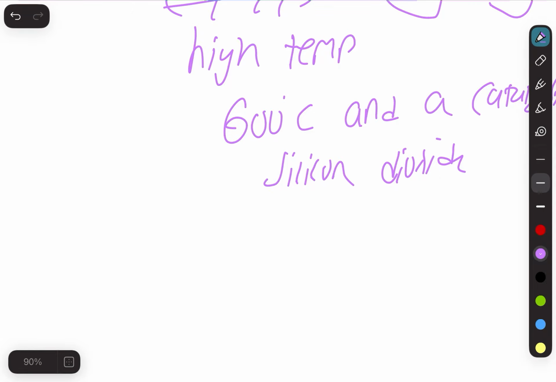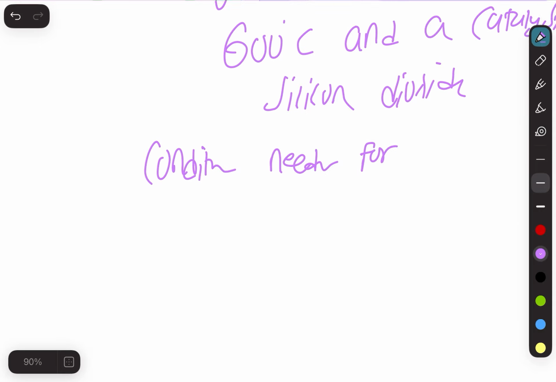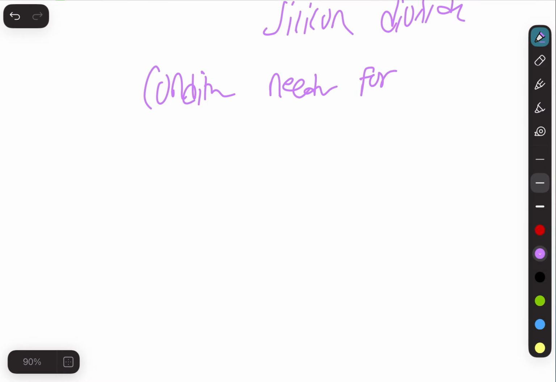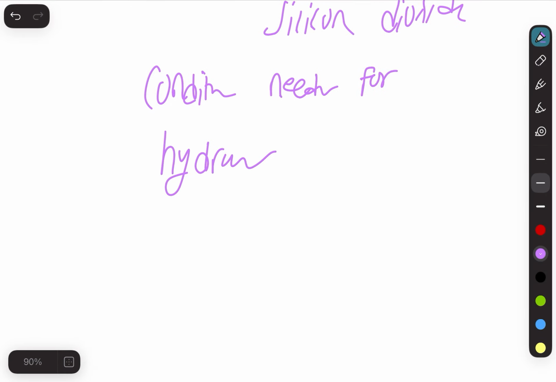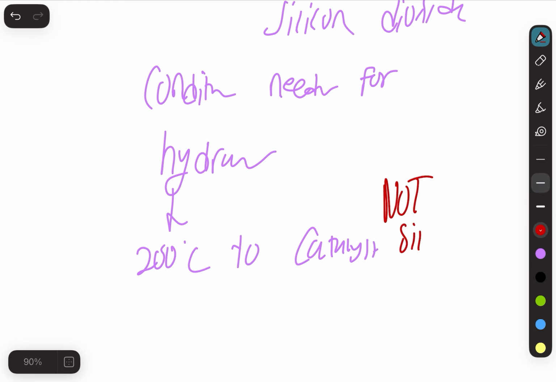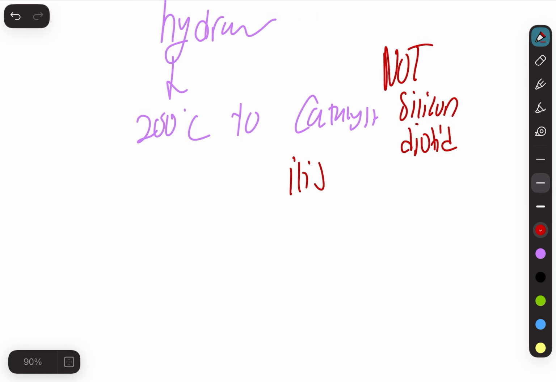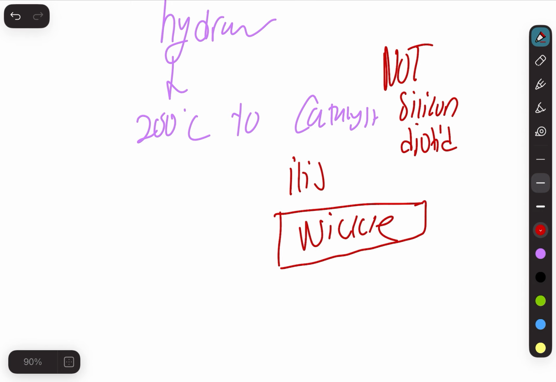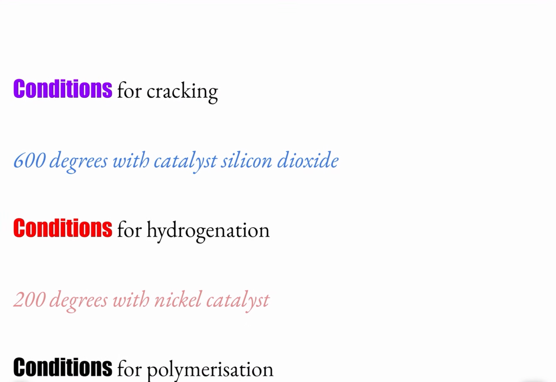Next, after cracking, the conditions needed are for hydrogenation. Hydrogenation is very simple. It needs 200 degrees Celsius plus a catalyst, but not silicon dioxide. Want to guess? Correct, nickel as the catalyst. Let's check the answer here. Yes, they use nickel catalyst.